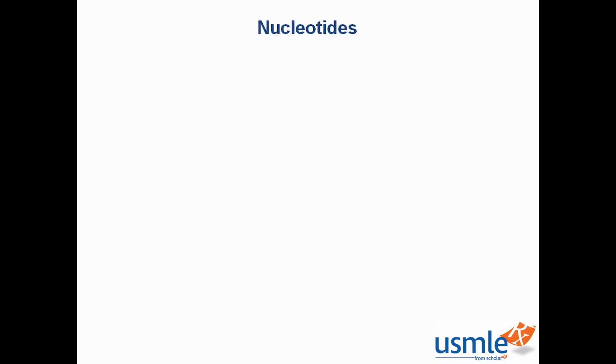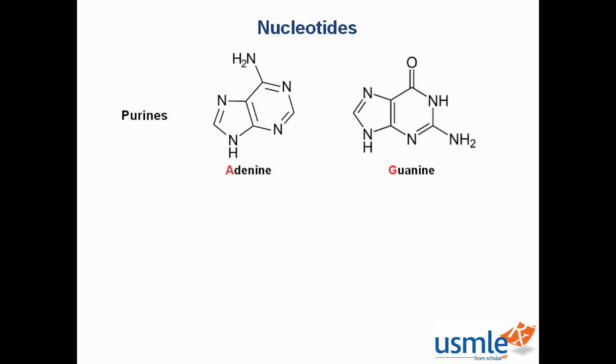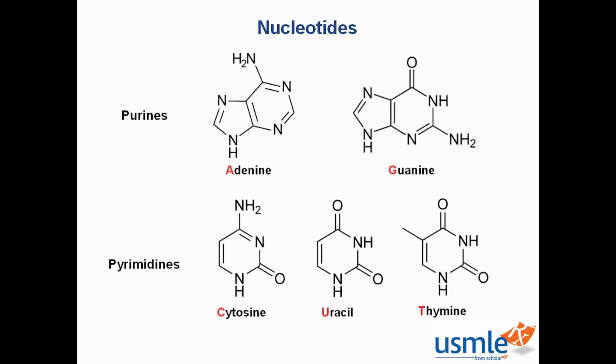Alright, now let's talk about the nucleotides that make up DNA. There are two types of nucleotides, the purines, which are adenine and guanine, and the pyrimidines, which are cytosine, thymine, and uracil. Uracil is only found in RNA, and thymine is only found in DNA. You can remember these using the mnemonic "pure as gold," since the purines are adenine and guanine, and "cut the pie," since cytosine, uracil, and thymine are the pyrimidines.